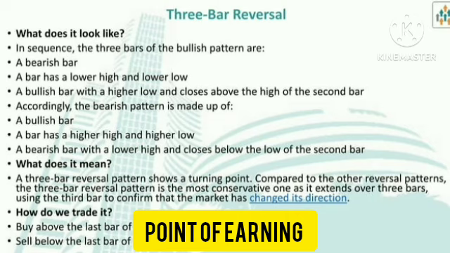What does it mean? A three-bar reversal pattern shows the turning point. Compared to the other reversal patterns, the three-bar reversal pattern is the most conservative one, as it extends over three bars, using the third bar to confirm that the market has changed its direction. How do we trade it? Buy above the last bar of the bullish pattern. Sell below the last bar of the bearish pattern.